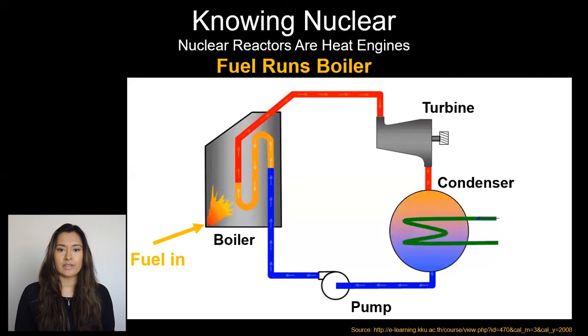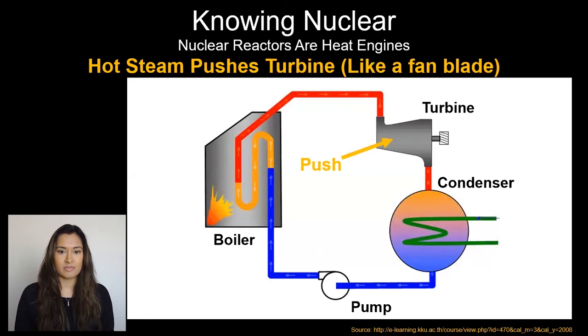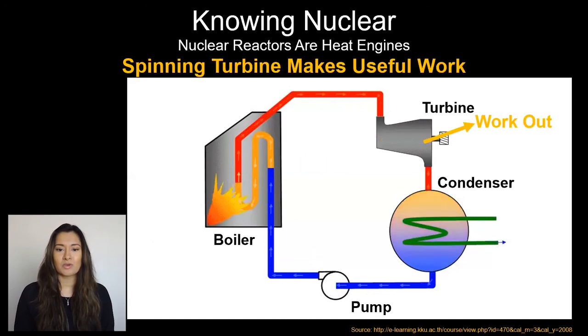So we put the fuel into the boiler, and that is going to make heat go into our water. Once that heat goes into our water, that turns the water into steam. The steam pushes a turbine. This is sort of like a fan blade. This gives us work that can come out and do something useful, like make us electricity.